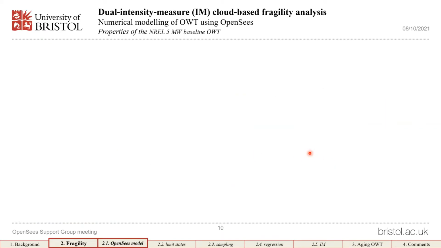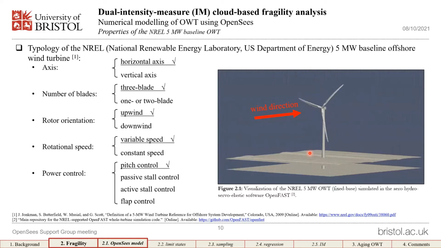Now, for the main part of this talk, let's start with the numerical modeling of the wind turbine in OpenSees. For that, we need to first understand the properties of the wind turbine that we've been using in our study. This wind turbine design was developed by the Research Institute of the US National Renewable Energy Laboratory, NREL, and its full design details are available to the public online. Therefore, this wind turbine has been used in many previous studies.